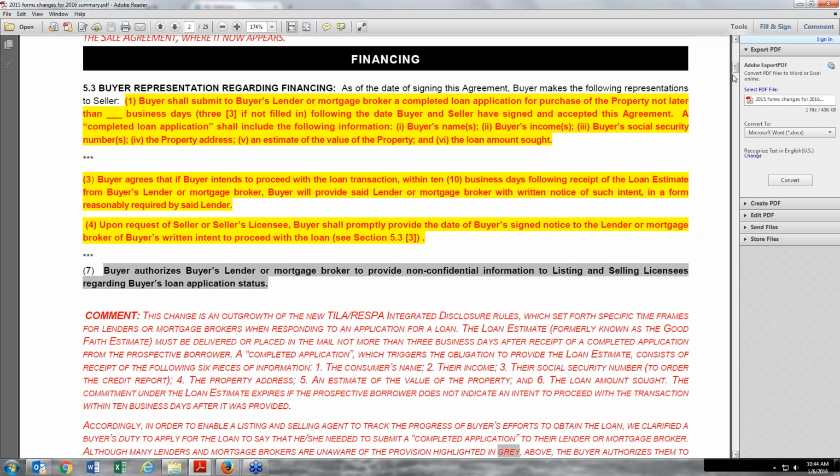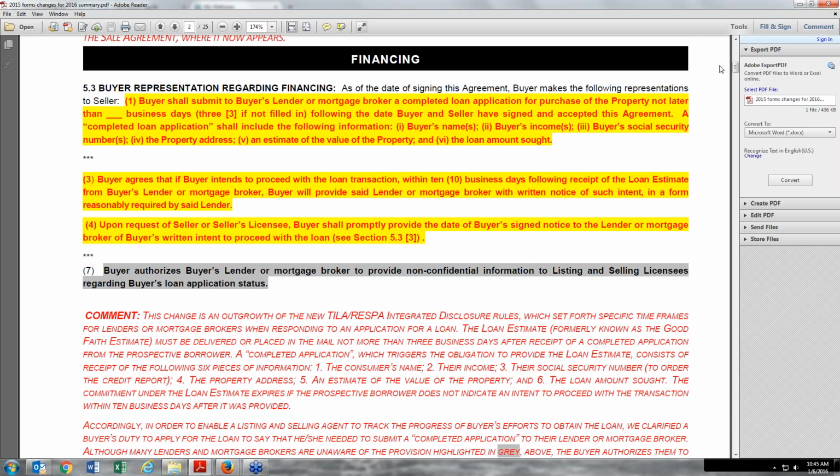TILA-RESPA Integrated Disclosure Rule. Some people call it TILA, but that stands for the Truth in Lending Act, TILA, and that's a fairly significant part of all residential transactions: truth in lending. That's where the requirement for what was formerly known as a good faith estimate came from, TILA. And then RESPA, that relates to the closing statement formerly known as the HUD-1.